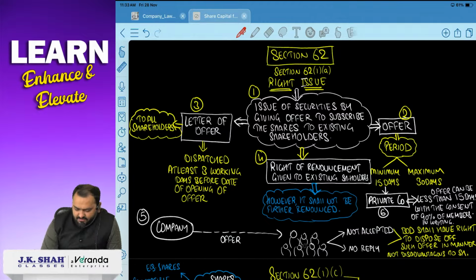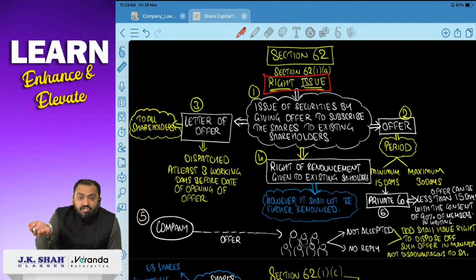Now what is next? Section 62. That is about further issue of capital. And the first one is right issue. Now you know what is right issue? The meaning of right issue, everybody? This is an offer made. Right issue means what? It is right issue of shares, obviously.